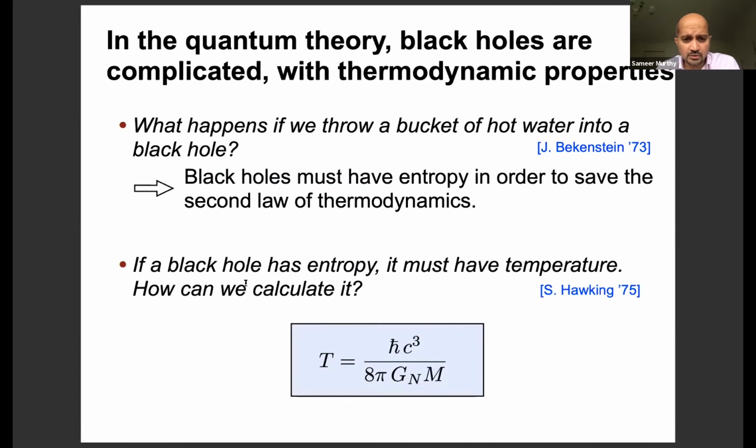And then a couple of years later, Hawking had this beautiful calculation. If the black hole has entropy and mass, then it must also have temperature because of the first law. So how do we calculate this temperature? This is a very deep calculation, not very easy to describe, but the answer is easy. Here's the formula for the temperature. This is derived using a combination of quantum field theory and general relativity.